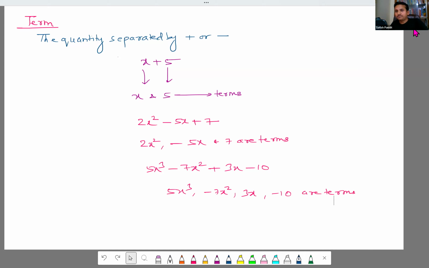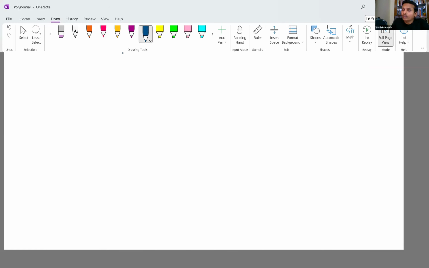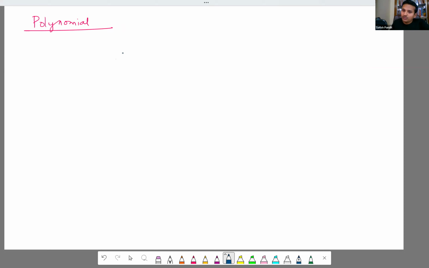Next, we are going to understand the definition of a polynomial. Now, in many textbooks, they have given that polynomial means many terms. That is not the correct definition for polynomial. Please remember. Before I make you understand the definition of a polynomial, you should know what a whole number is.